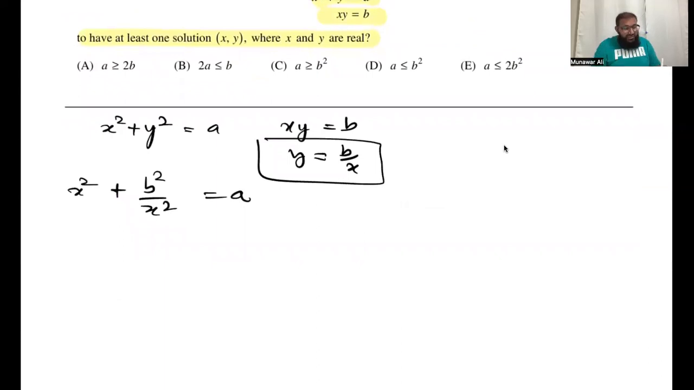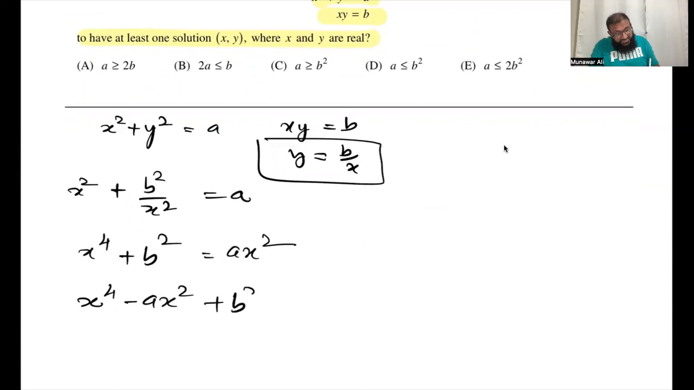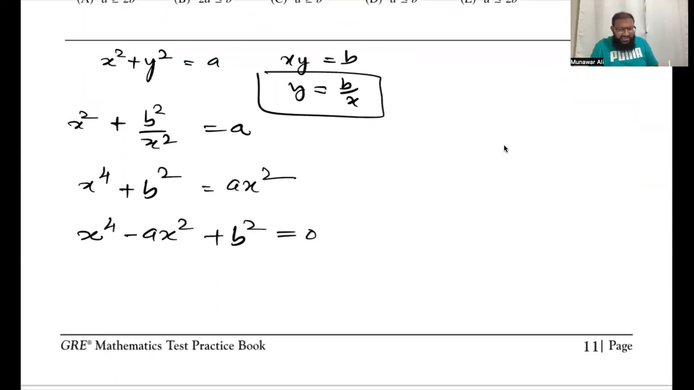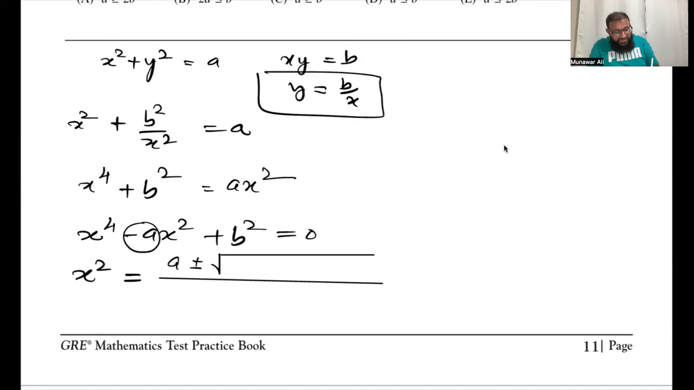So I'm multiplying X square throughout. This becomes X power 4 plus B square equals AX square. So X power 4 minus AX square plus B square equals 0. And I'm going to apply the quadratic formula. But the quadratic formula will now give me the value of X square. So the formula is minus B, and I'm just writing the values. A plus minus, because the value of B is negative A, square minus 4AC, which is 4B square, over 2A.